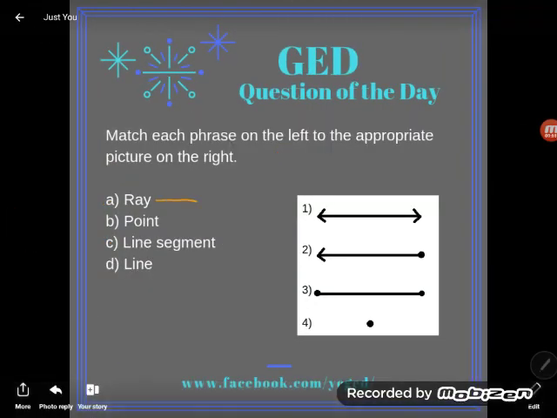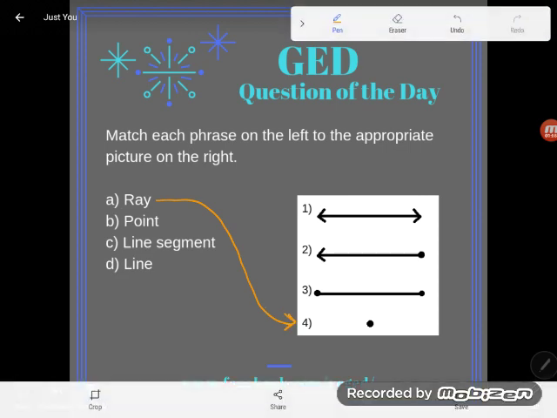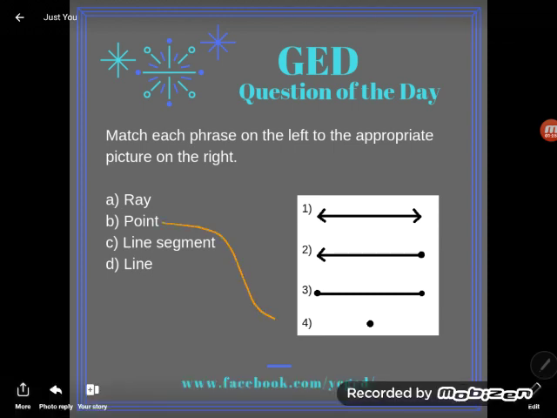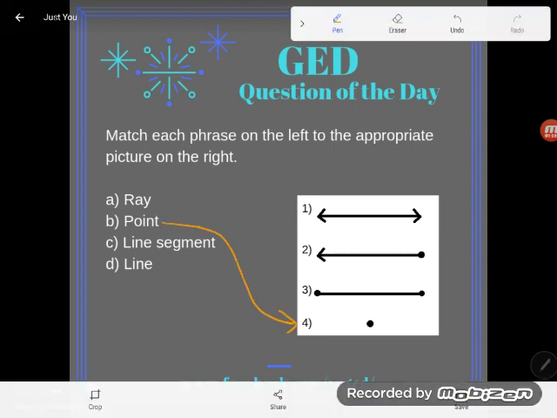A point is a no-dimensional location in space, if you think about it. That point could be in one-dimensional space on a line, in two-dimensional space on a plane, or in three-dimensional space, but it's just like a dot. And I don't know why I connected the word ray when I was saying the word point to number 4. So B, point, is number 4. Excellent. So super easy. That's what you kind of start with in geometry, and then we go from there.